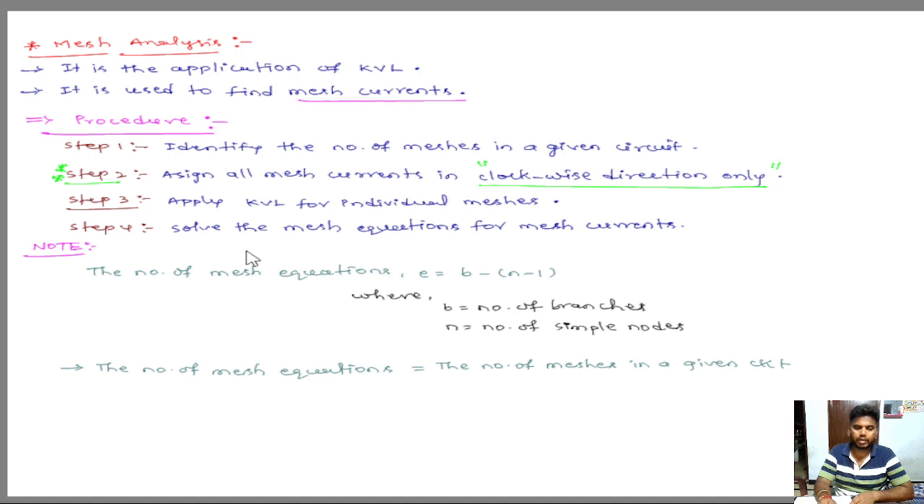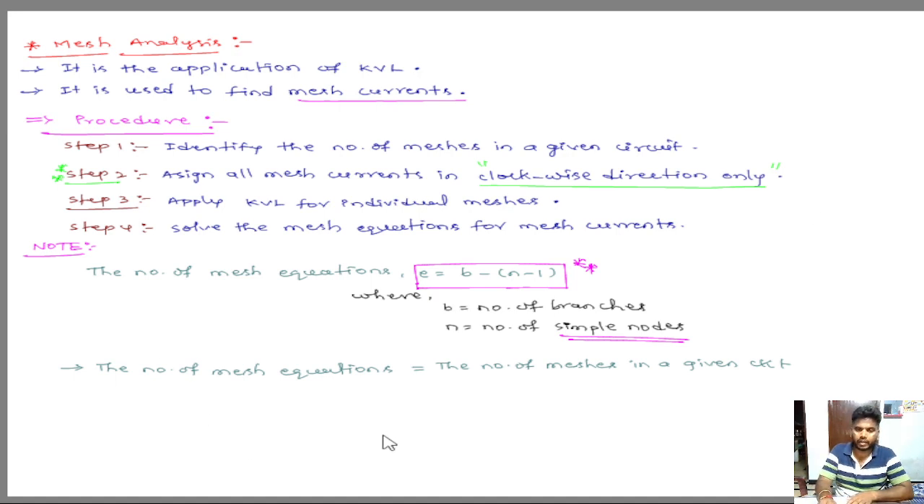Then, notes, remember: the number of mesh equations is equal to b minus (n minus 1), where b is the number of branches and n is the number of simple nodes. This is the formula used to calculate the number of mesh equations. Remember, n is nothing but the number of simple nodes.